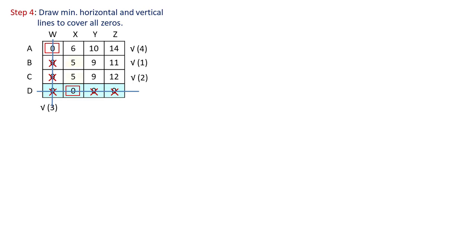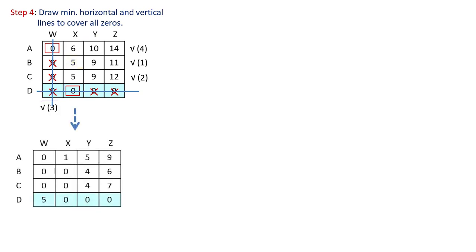Now we select the smallest element from all uncovered elements and subtract it from these elements and add it to the elements which lie at the intersection point, and we get the matrix. Now we make an assignment in the matrix. Here again row third does not have an assignment, so we have to draw minimum lines to cover all zeros and repeat the same step, and we get.